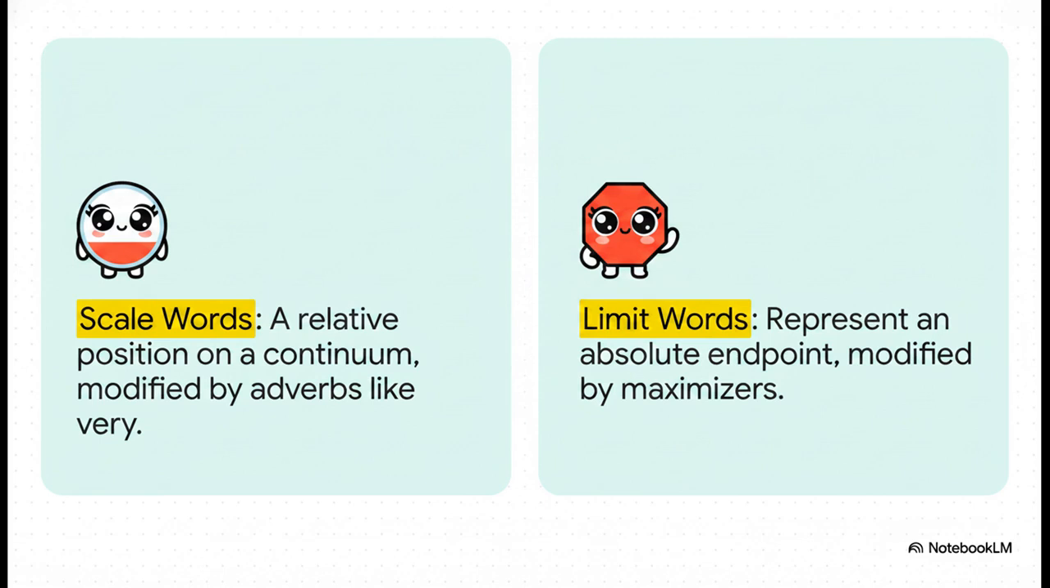Limit words, however, represent an absolute endpoint. Words like perfect, empty, or identical. You can't really be very identical, right? Instead, you modify limit words with absolute maximizers like completely perfect or approximators like almost empty.